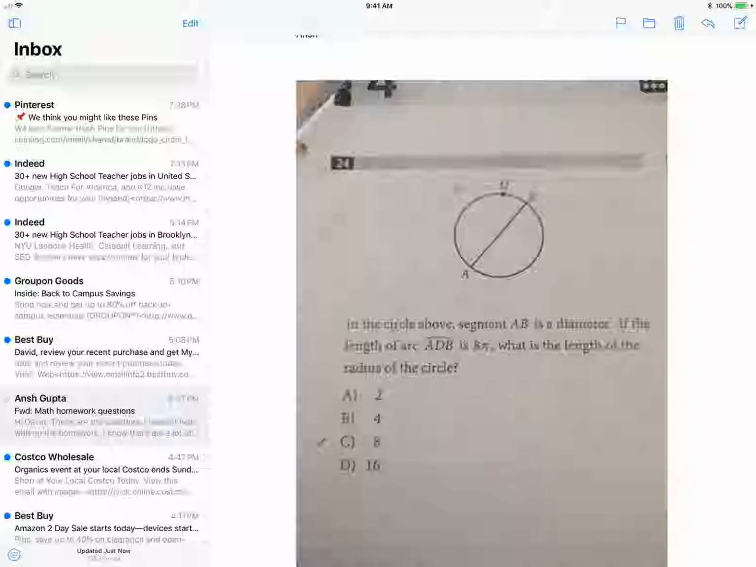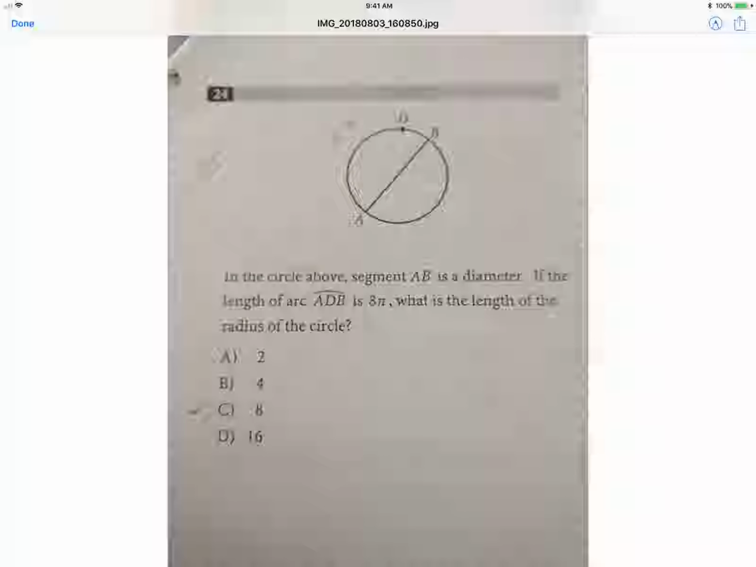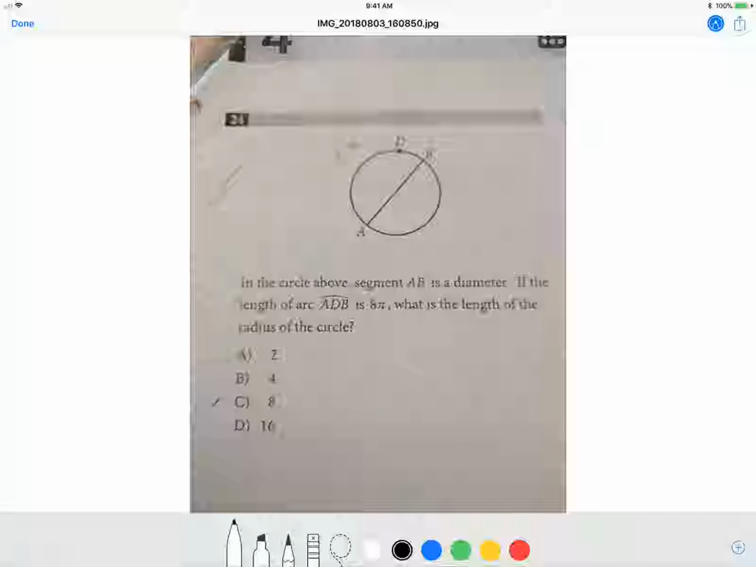So let's go over this first question with the circle here. Okay, so I'm just going to write on top of this. This is actually a very quite simple problem. In the circle above, segment AB is a diameter. So right here, this is going to be a diameter right here.